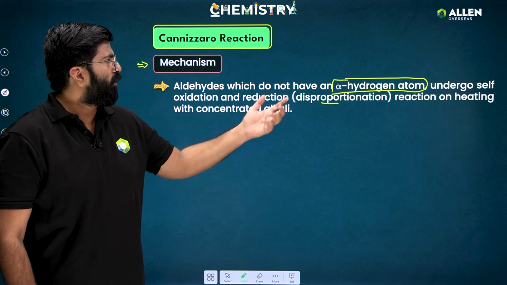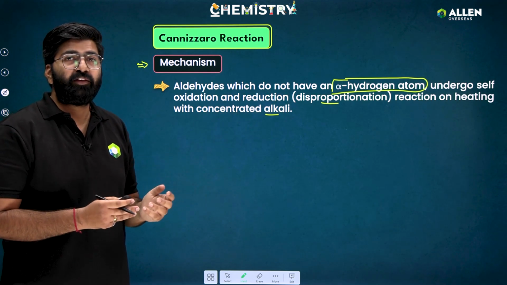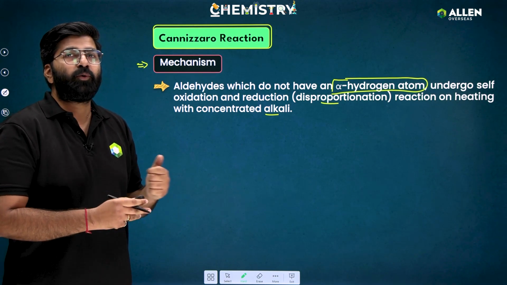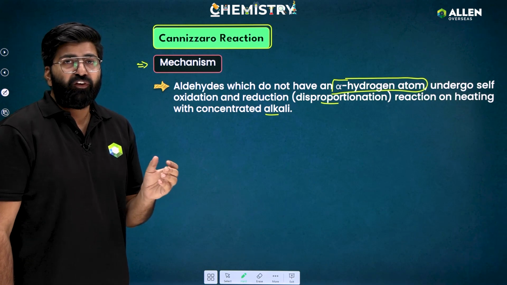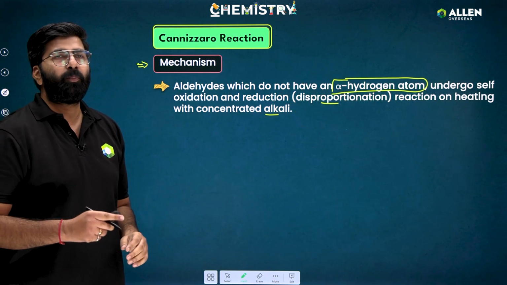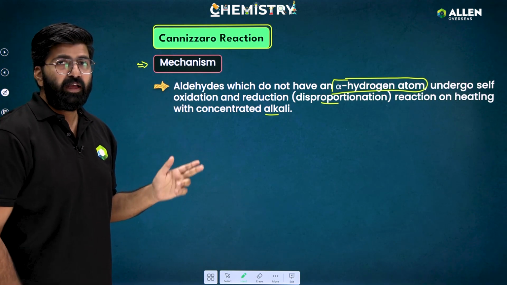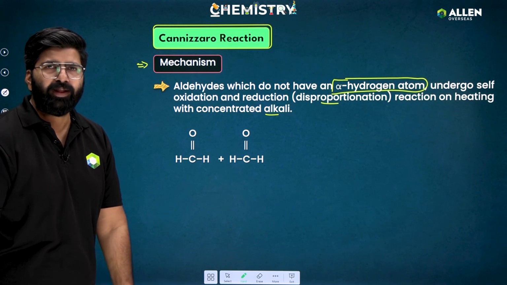Sir, then what about those which have an alpha hydrogen? So we have already seen a reaction, like there are many reactions, if there is an alpha hydrogen. But over here, the important part for us is, if an aldehyde does not have an alpha hydrogen, then we are going to perform our Cannizzaro's reaction. And how is it actually done? Let's see that part. So these two are your aldehyde.